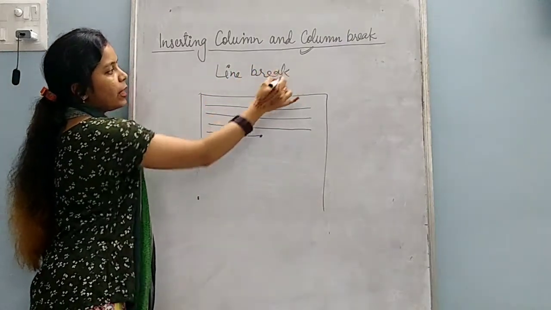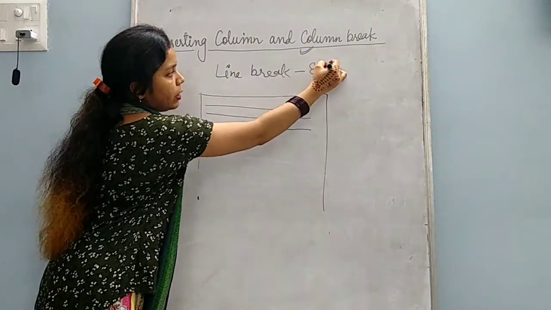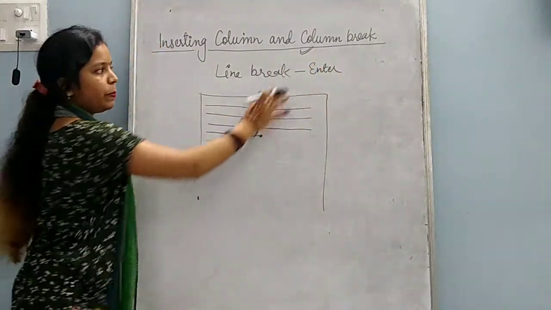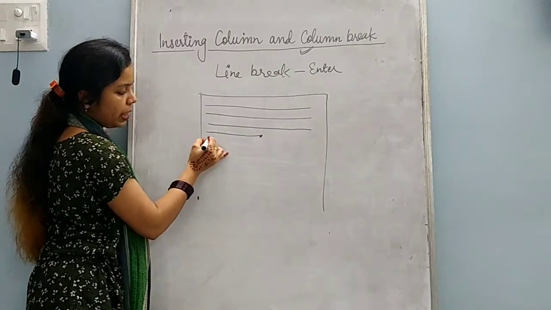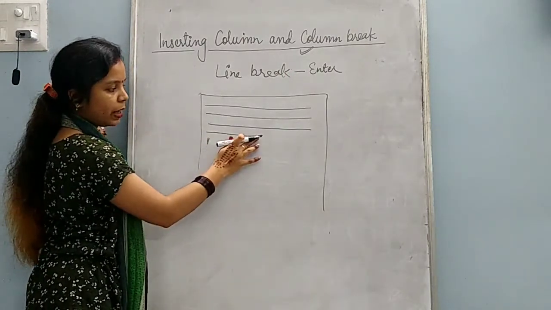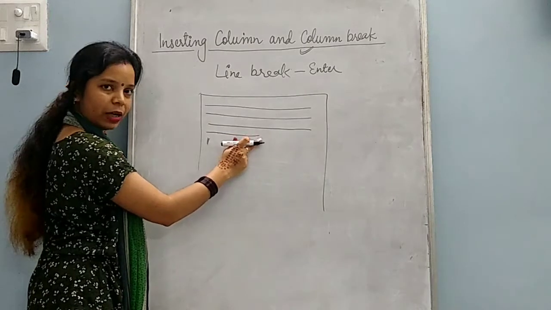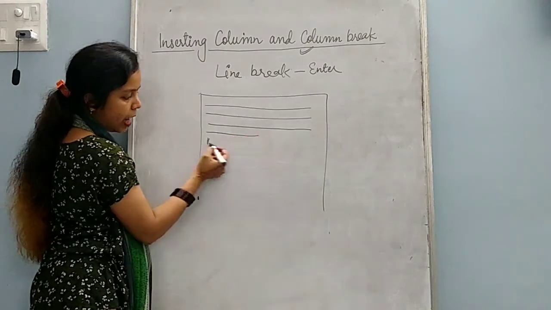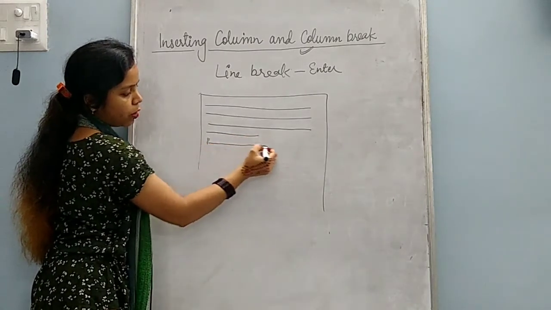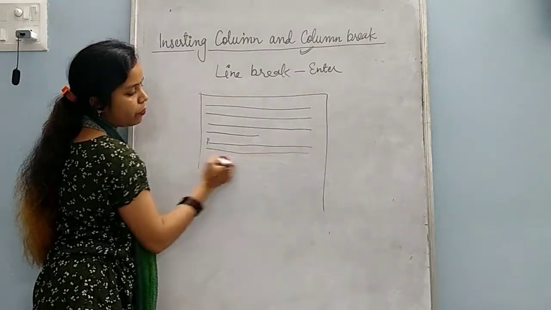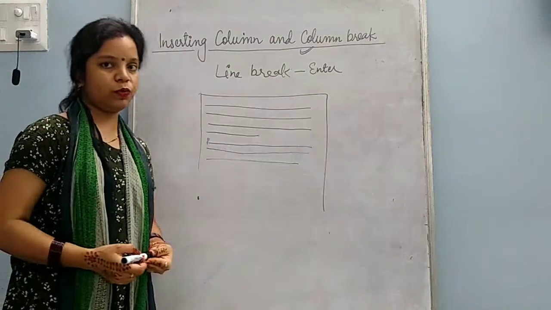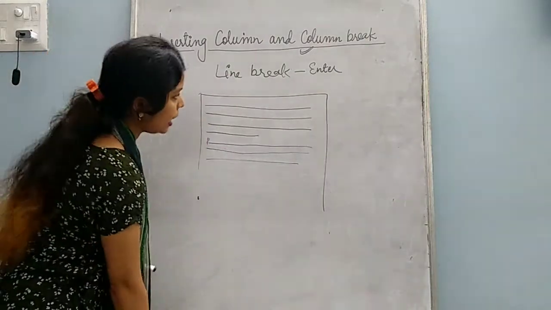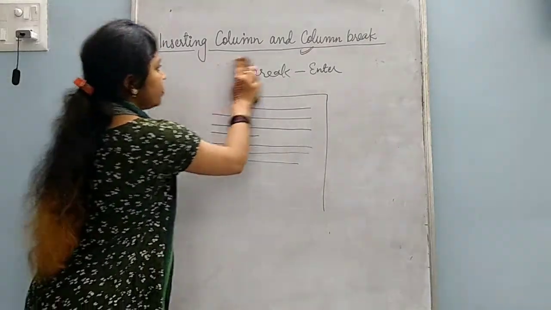And how do you break? You use the enter key for this. You will press the enter key. So what will happen? Your cursor will come to the next line. From here it will break your line. Your line will end at this position and your cursor will come to the next line, and whatever you write will appear from here. So in this way you can break your line in between. So this is known as the line break option.